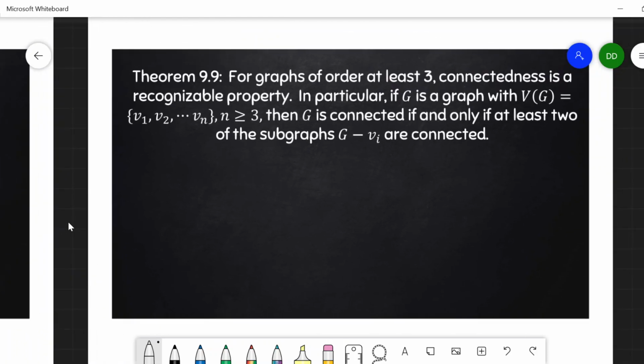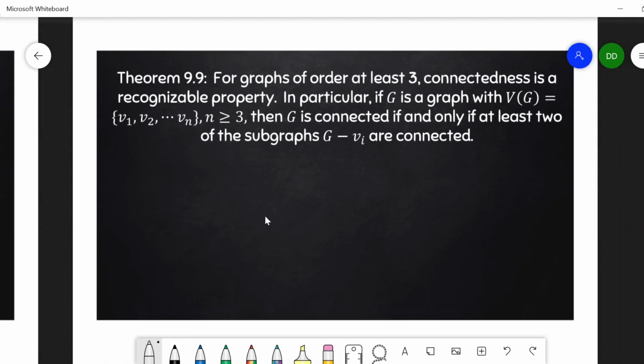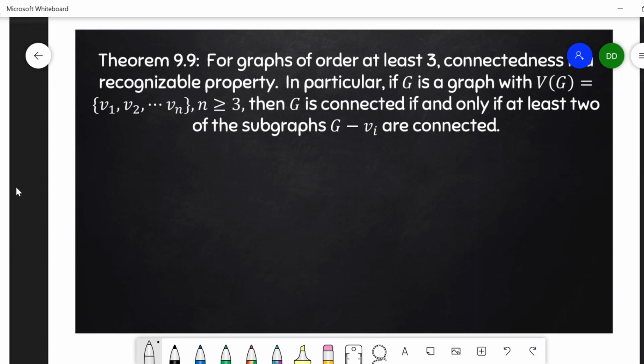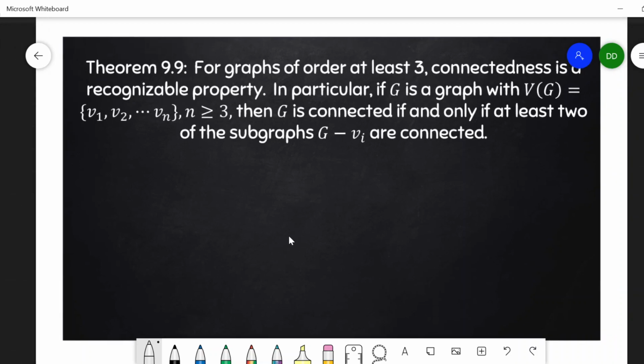All right, so another property that's recognizable is connectedness. That is, we can determine if a graph is connected by looking at its vertex-deleted subgraphs. And how can we tell? In particular, a graph G is connected if and only if at least two of the subgraphs G minus V sub i are connected. All right, so let's prove this.